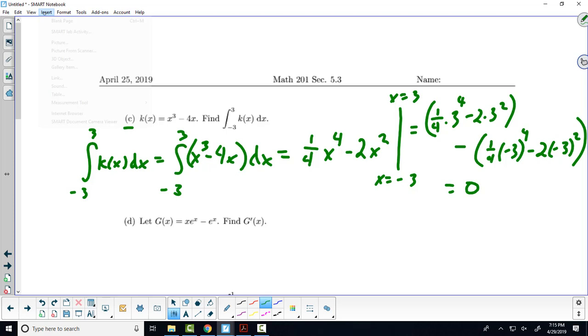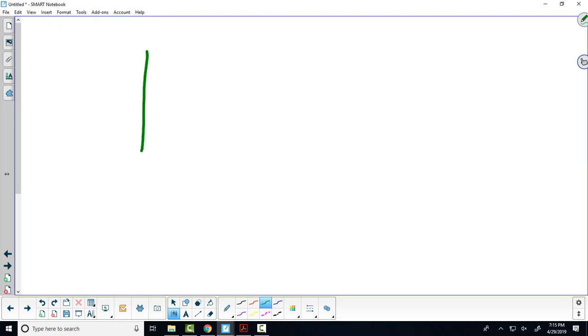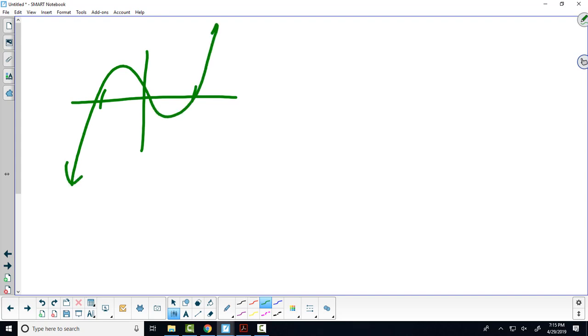So picture what's going on here. Picture what's going on here is I have this function right here. I think it looks something like this. And I just asked you to compute the area between here and here underneath the curve. Will this always happen? Not always. No. Okay.